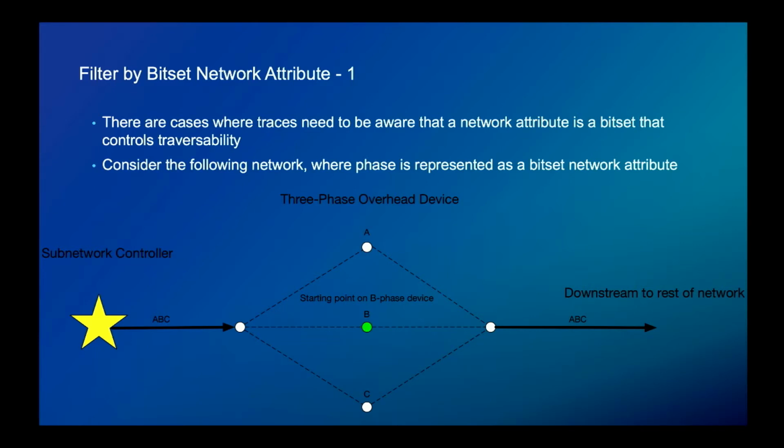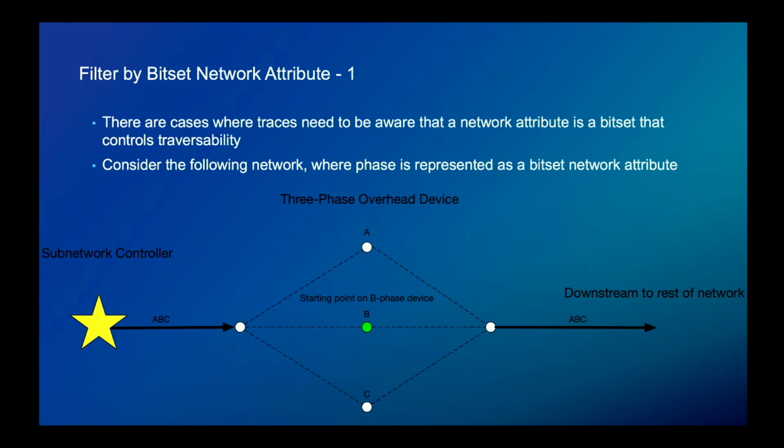So consider this network. You have a three-phase line coming down from your controller. It hits a junction, and then it hits a three-phase device, which is, of course, made of three individual devices that are phase A, B, and C, and then those join together and continue down the line. What would happen if you put a starting point on that B-phase device and do an upstream trace? How many paths do you think there are between that device and the circuit source? Any guesses? You want it to be one, right?